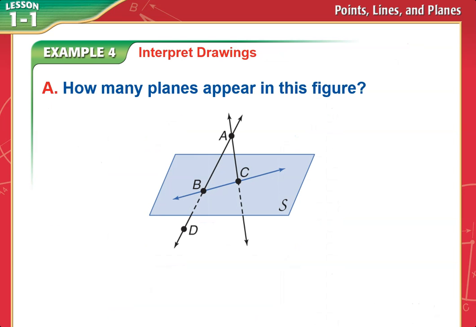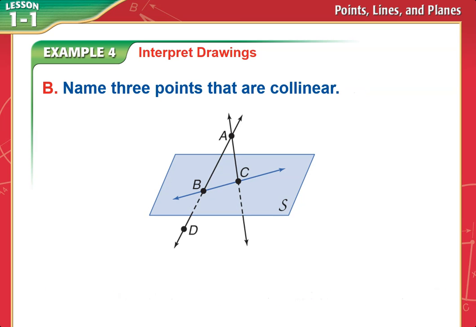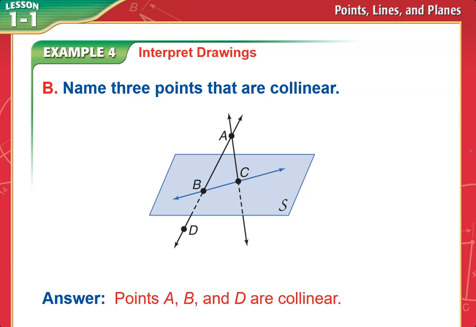How many planes appear in this figure? The answer is there are two planes, plane S and then plane ABC. Name three points that are collinear. Collinear meaning that they're all on the same line. So we have points A, B, and D are collinear.